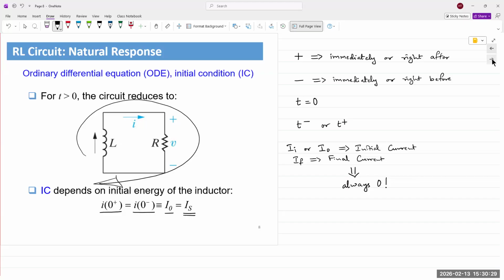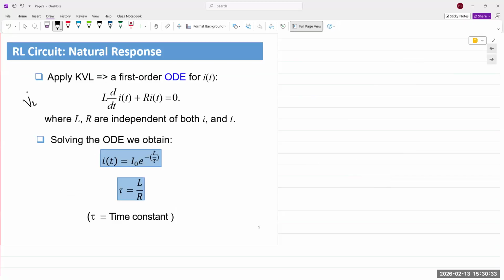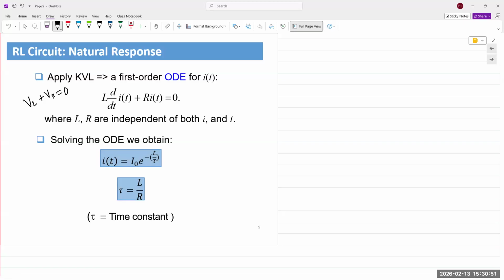All right, now in order to solve this, we apply KVL. From KVL, we know the sum of all voltages should equal 0. So the inductor voltage plus the resistor voltage should sum up to 0. Inductor voltage V_L is L di over dt. Resistor voltage is V equals IR. So we have a first order differential equation.